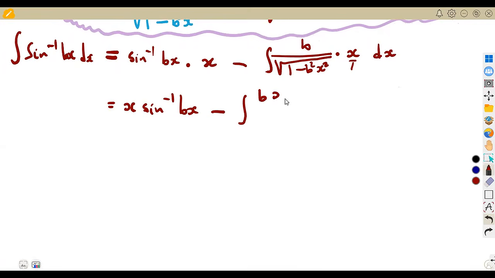So this is going to be bx over the square root of, so this will be the square root of 1 minus b squared x squared. So everything is under the square root. Then we have to integrate this with respect to x.